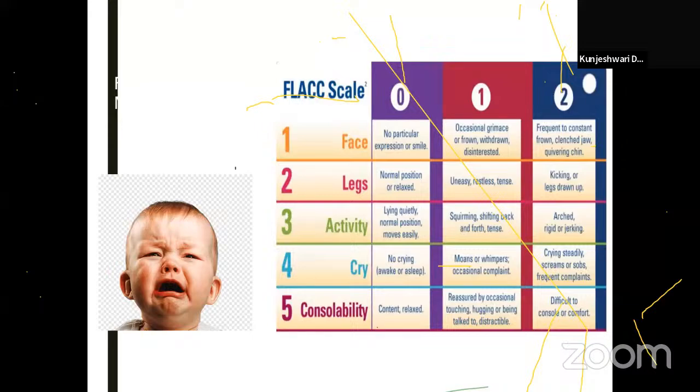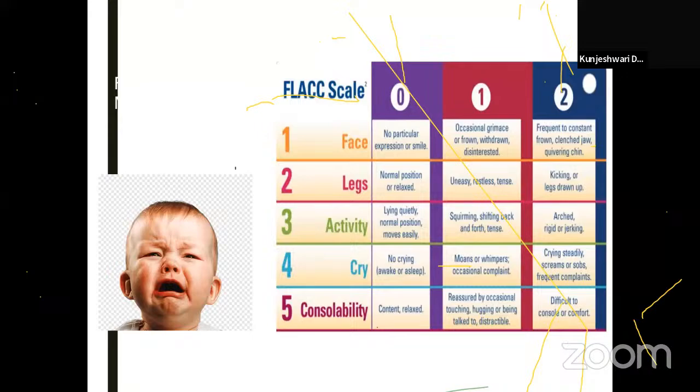So remember a little bit about the face. Then you think of legs. Then you think of the activity, very important. Then, of course, the child's cry. The cry part is very important because it will reveal a lot when the child is in pain. If the child is occasionally complaining, or is not in a stage to complain, and is steadily crying, you can always think of 2. So at the first level, I want you to remember this FLACC, F-L-A-C-C: face, leg, activity, and cry.